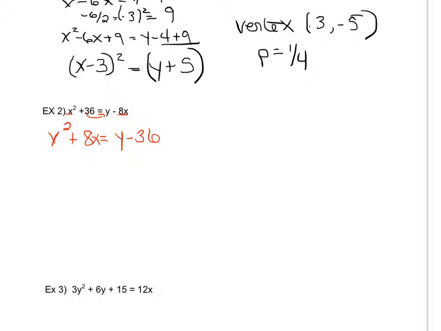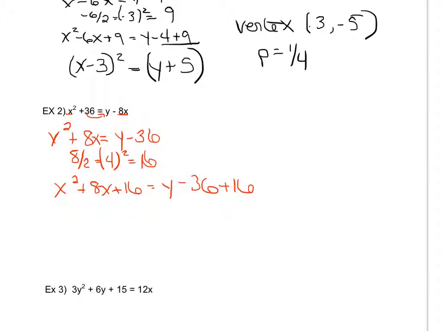So now I'll take my linear term, or my b term, and divide it by 2, and then square that result. That number will get added to both sides, giving me x squared plus 8x plus 16 equals y minus 36 plus 16.